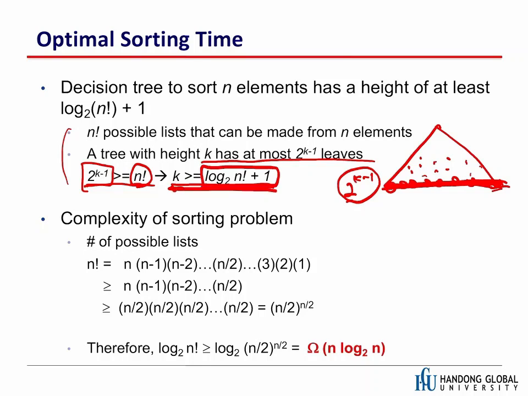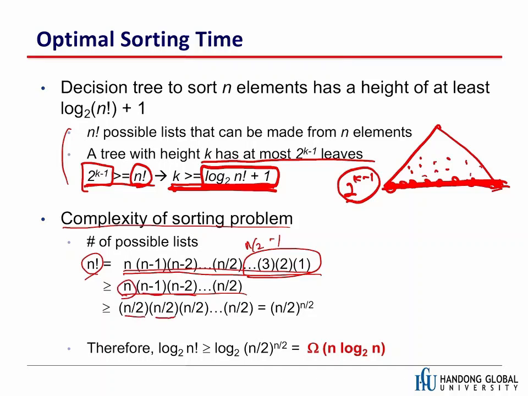Okay, and second, let's talk about the complexity of sorting problems. The number of possible lists is n factorial, and n factorial can be rewritten like this. This is just the definition of factorial. Okay, and then let's truncate this part. So the multiplication of 1, 2, 3, 4, 5 up to n over 2 minus 1. Then obviously this is larger than this one, since we just truncated some numbers. Okay, and then we can replace this one with n over 2, and n minus 1 with n over 2, n minus 2 with n over 2.